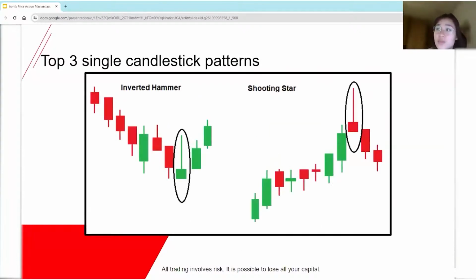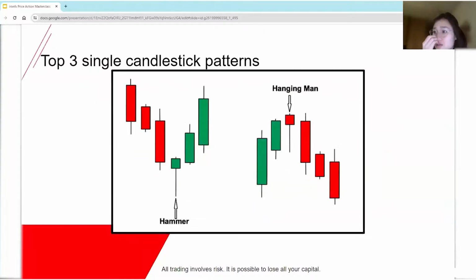Okay, secondly, we have the inverted hammer and the shooting star. Again, these are just the opposite of each other. You can see the difference in the shapes. So the upper wick would be a lot smaller on a bullish or a hammer, and your lower wick would be a lot longer, whereas for your hanging man, we're looking at a bearish candlestick, but looking at the same shape. So again, this is a bullish candlestick, this is a bearish candlestick.